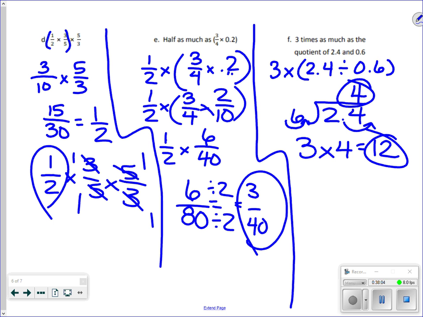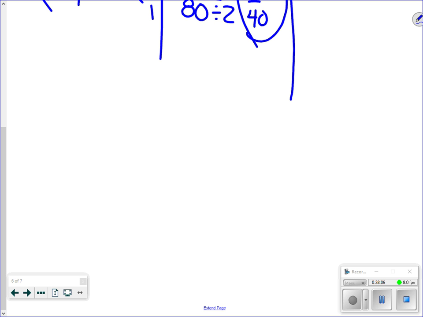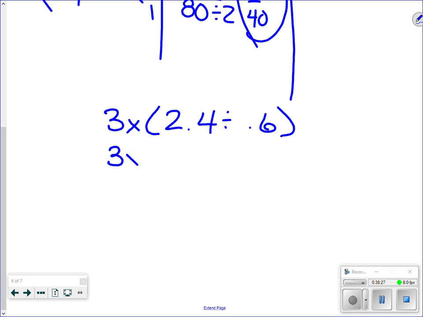I'm going to show you how to do it with the fractions. All right. So I'm going to extend the page to show you how to do it with the fractions because these markers are so thick. So with the 3 times 2 and 4/10 divided by 6/10, I'm going to show you with the fractions. You can do it with fractions. So 3 times 2 and 4/10. That's how you would write that as a fraction. 2 and, because the 2 is a whole number, 2 ones, and 4/10.